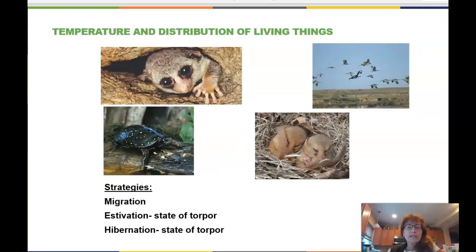We can look at distribution related to temperature and what organisms do when the temperature changes. Right? So do they migrate? Do they kind of go into a state of torpor, which is estivation? They also can do that in hibernation, where it's a much more extended state where they sort of slow down their body processes. So these are just some strategies that organisms can have.